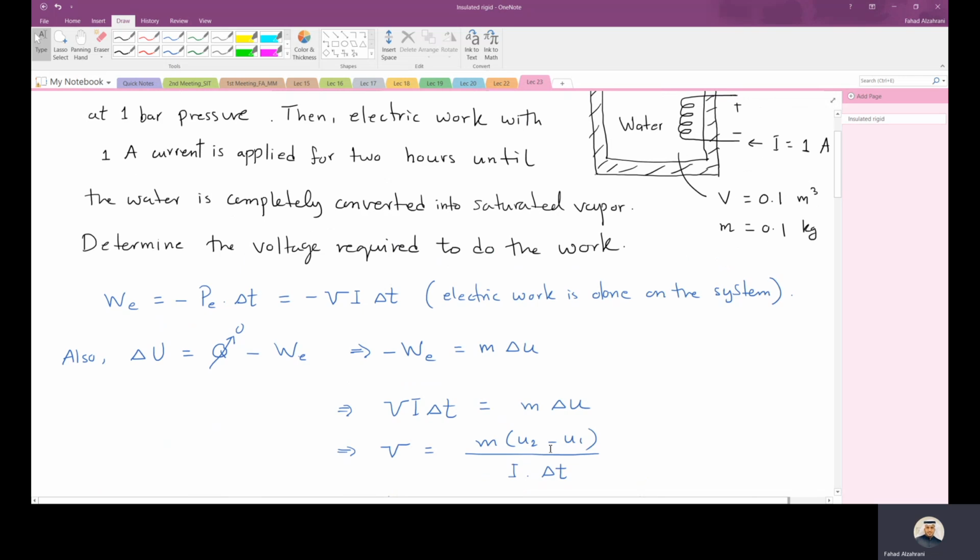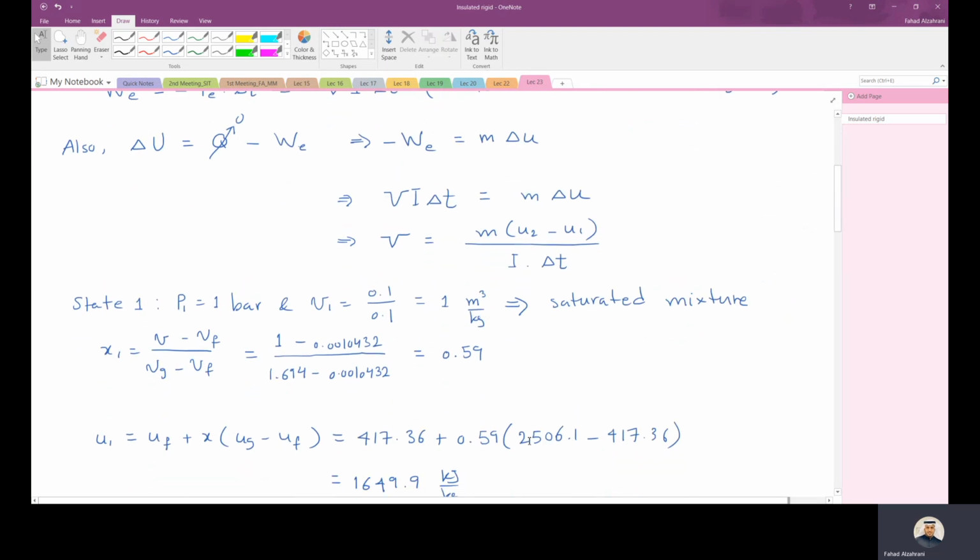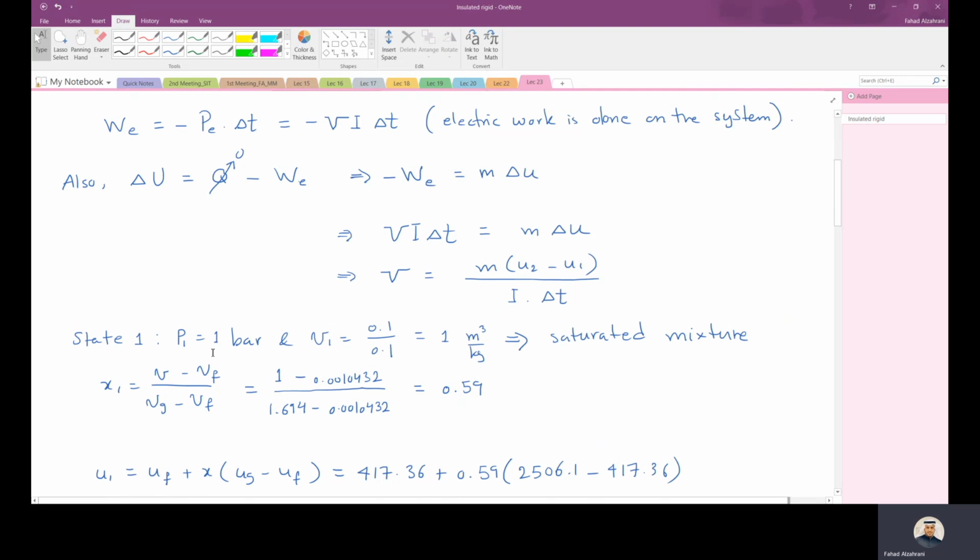That's it. Now you need to find the values. You have m, the mass, you have the current, and you have the time, which is 2 hours. Then you just need to define each state and find the internal energy at each state. If you look at state 1, it's 1 bar, and I know the volume and the mass of the water, so I can get the specific volume, which is 1 meter cube per kilogram.